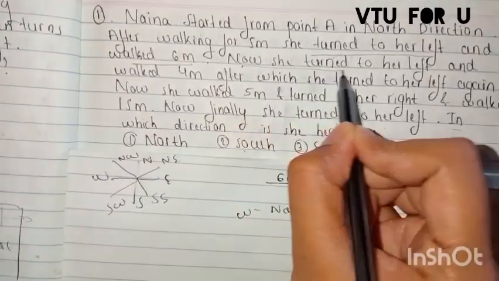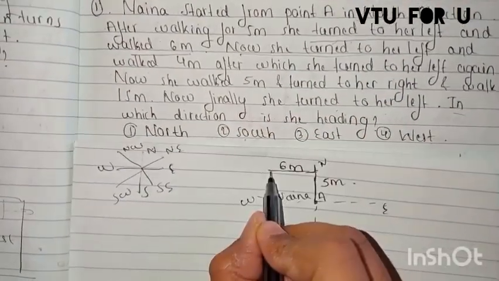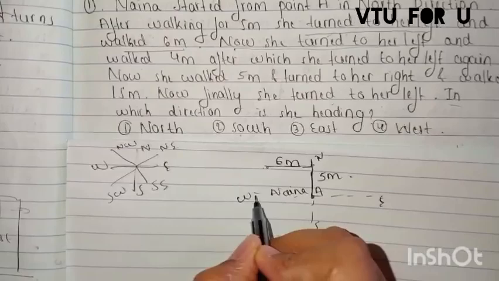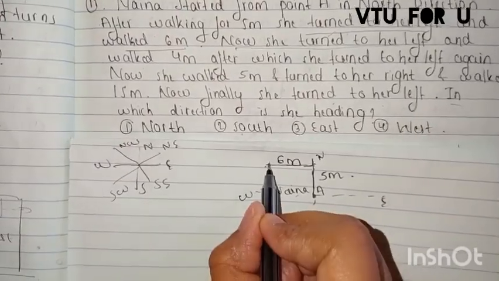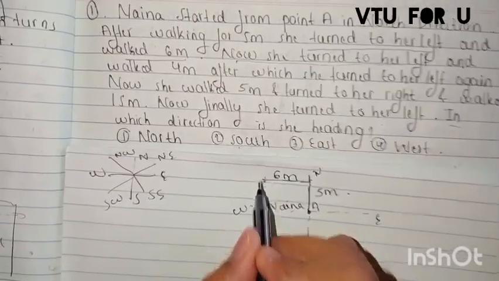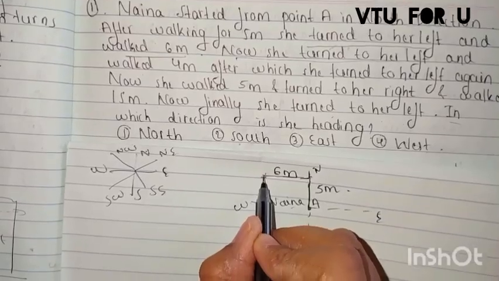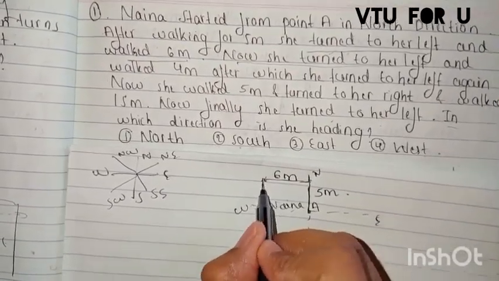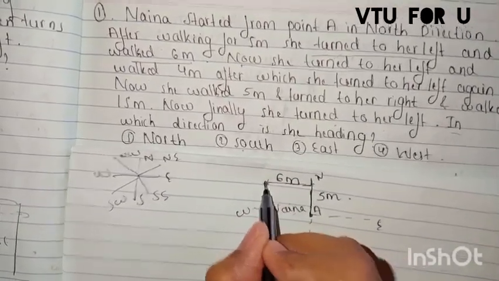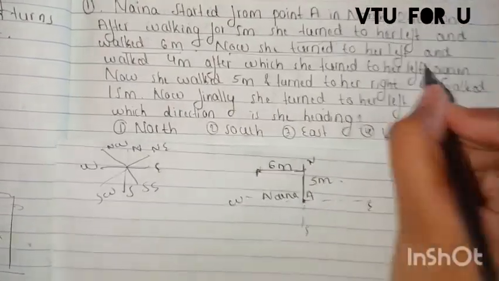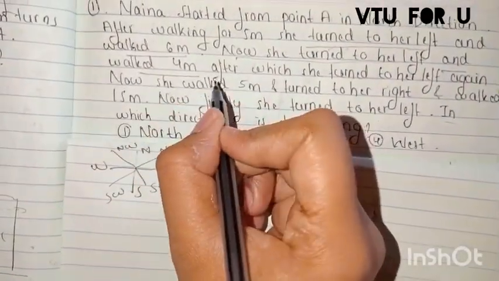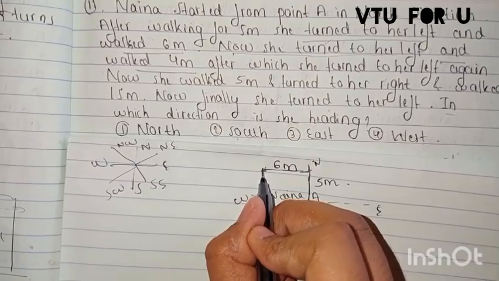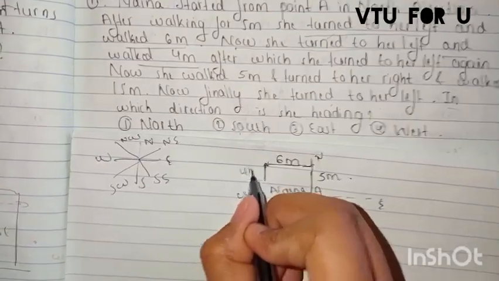Now she turned to her left. She is gonna turn left at this moment here. At this moment she is on a west side, right? So consider yourself, you are standing at the west side. Which is your left hand side there? This is the left hand side when you look at the west, right? And walked 4 meters. 4 meters she is gonna walk. So this is 4 meters.